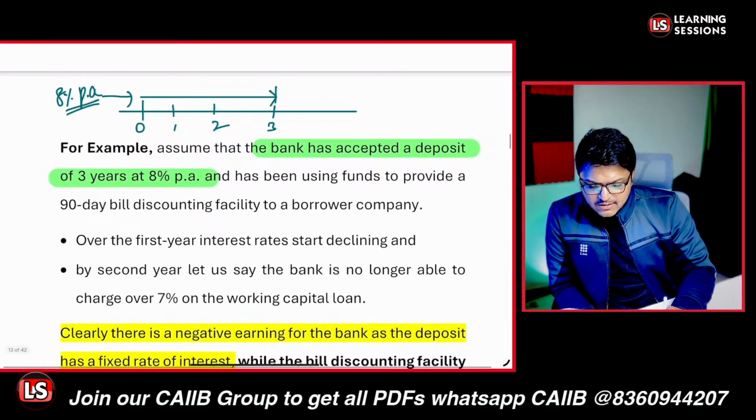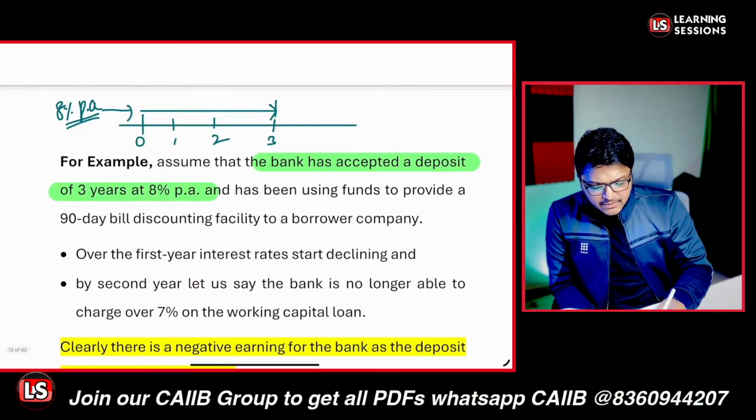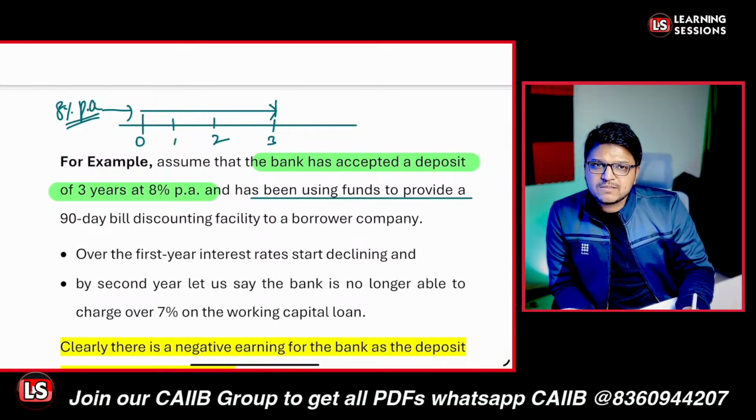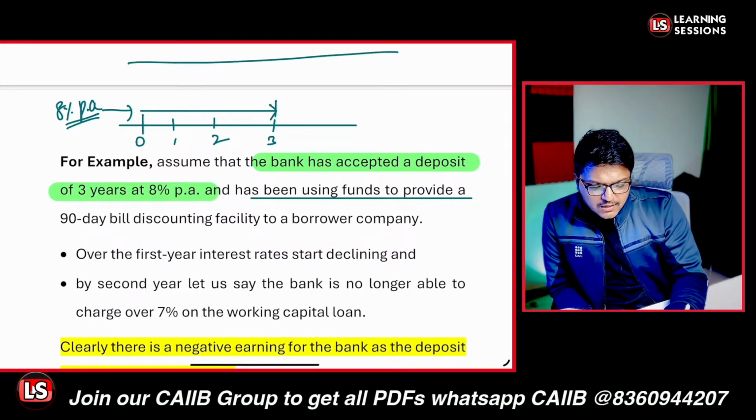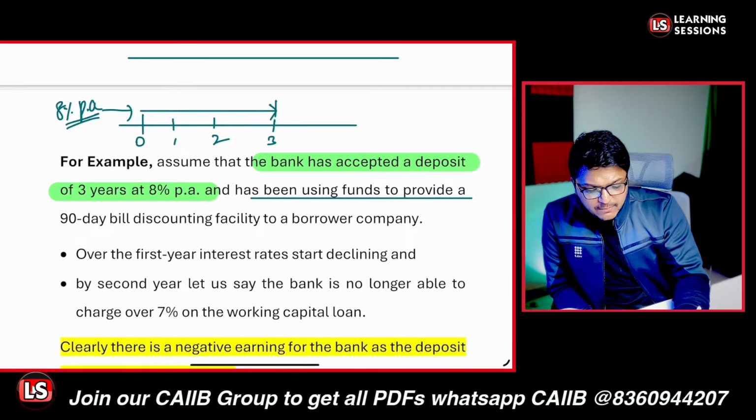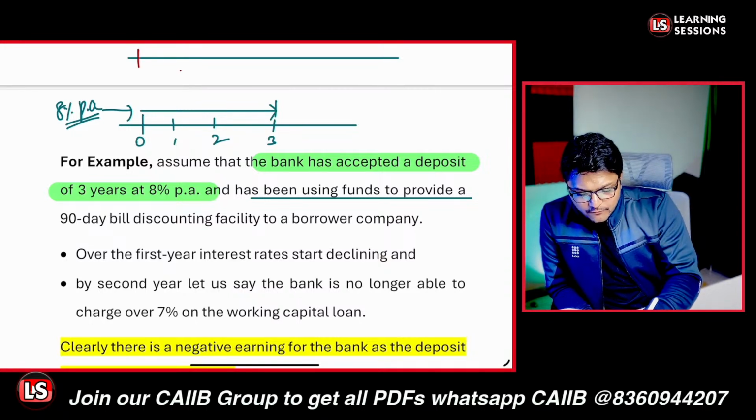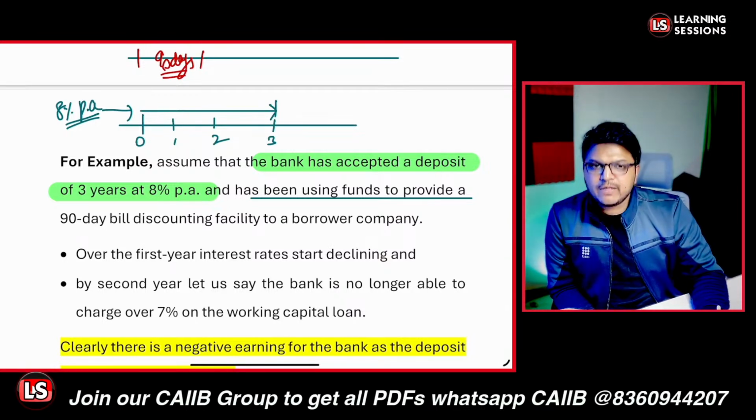The deposit is received by the bank at 8% per annum, and the bank is using the funds for lending purposes on a 90 days discounting facility. So let's say a bill was given by the company, and the bill was discounted by the bank, and the loan for 90 days, a 3-month period, was given.